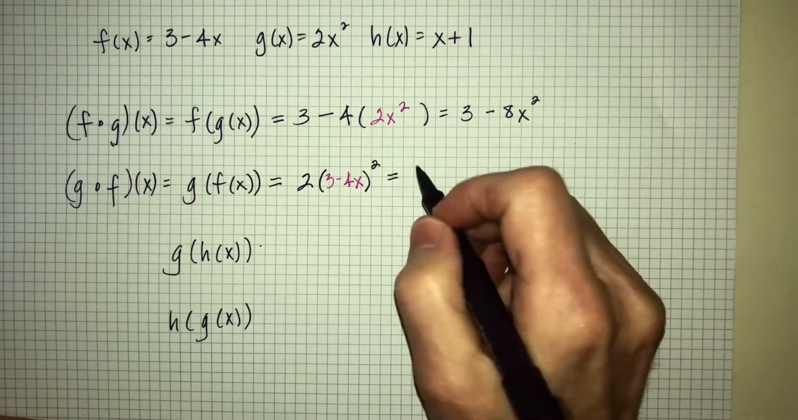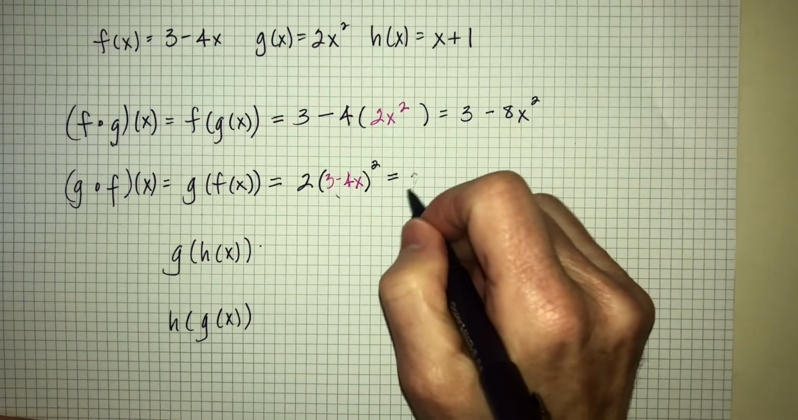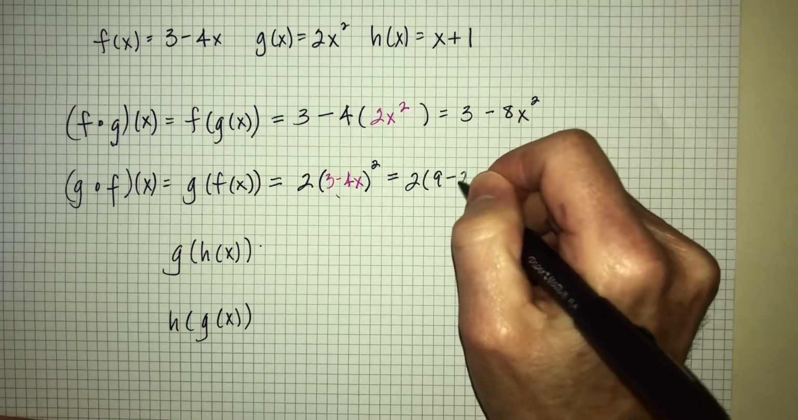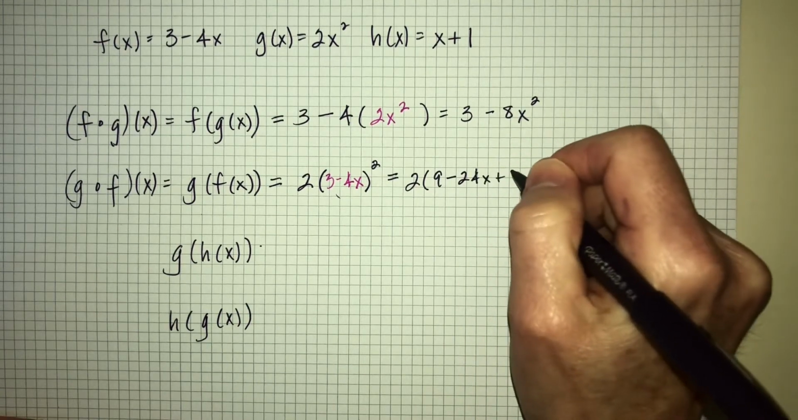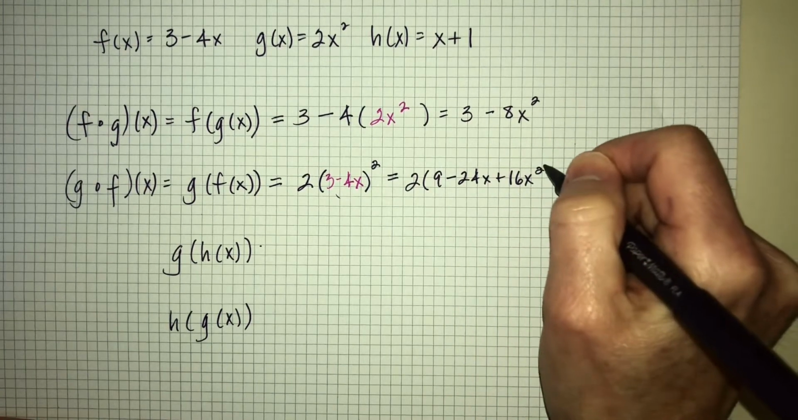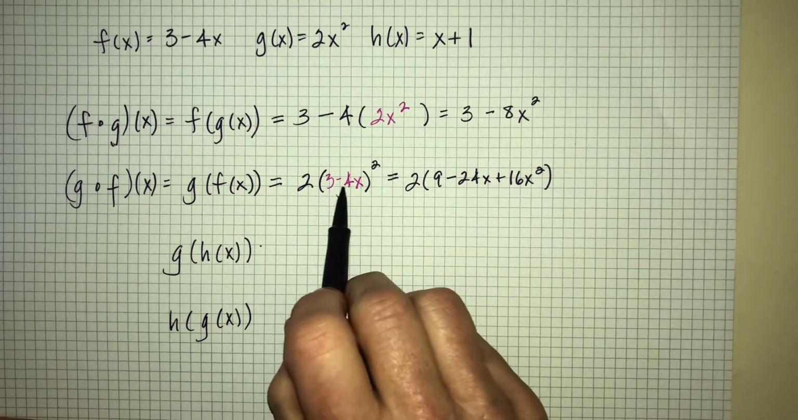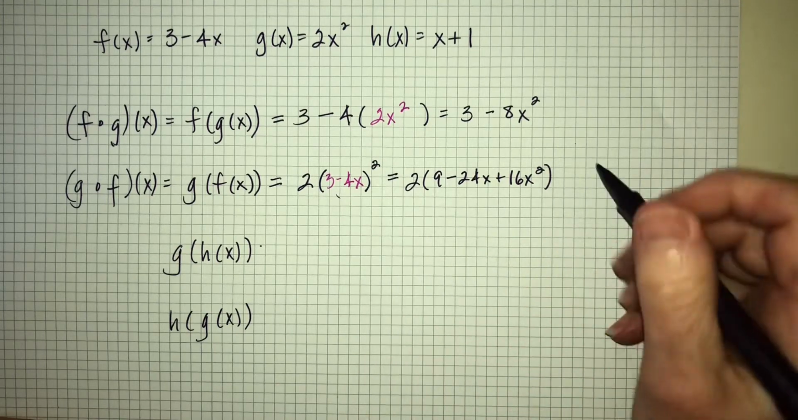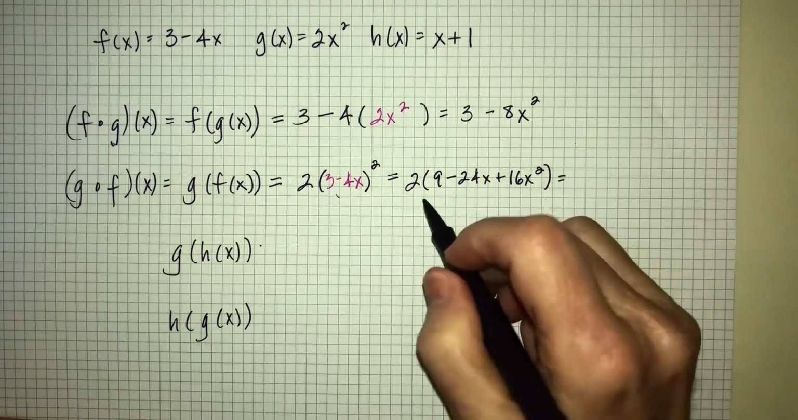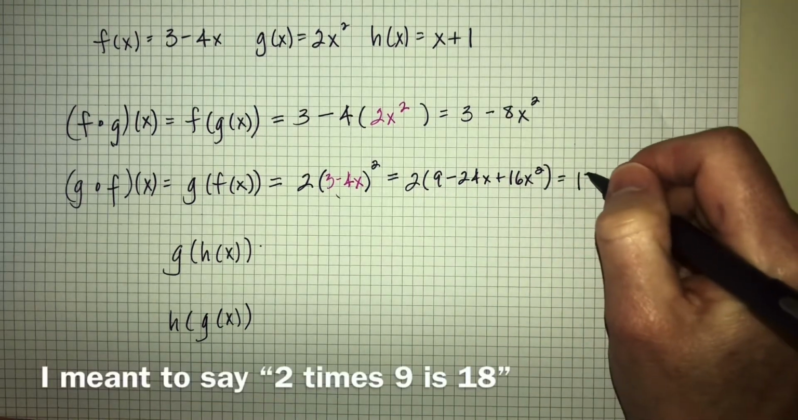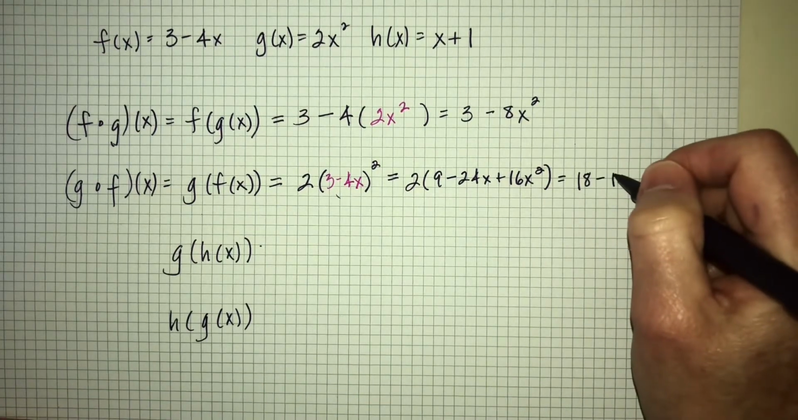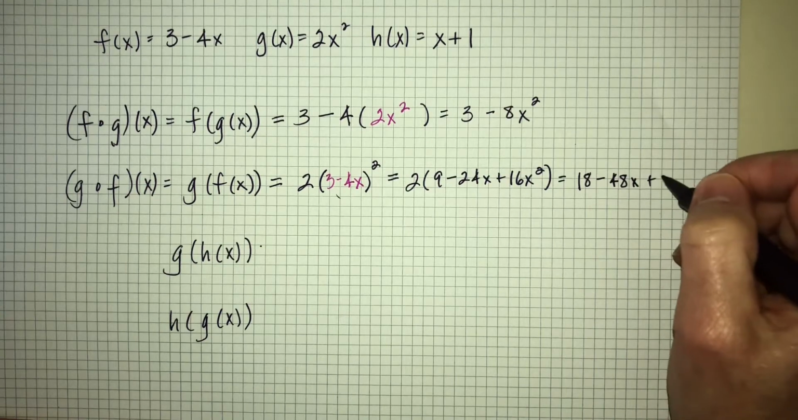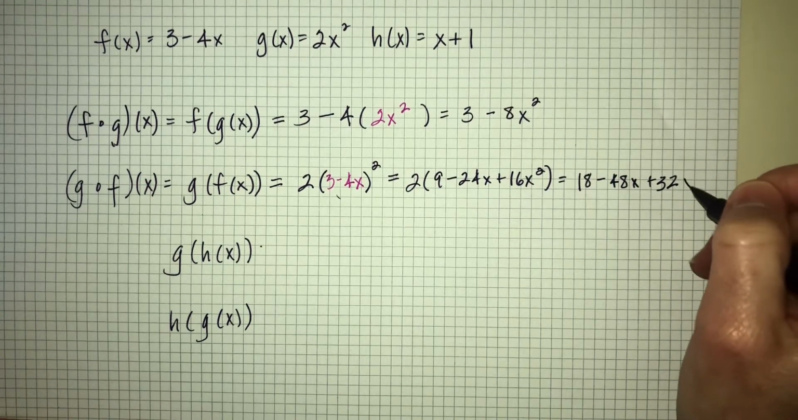Now, if I want to multiply this out, I'll get 2 times the quantity 9 minus 24x plus 16x squared. And that's just multiplying this 3 minus 4x times itself to square it. And then distributing that 2 over all of that, I'll get 18 minus 48x plus 32x squared.